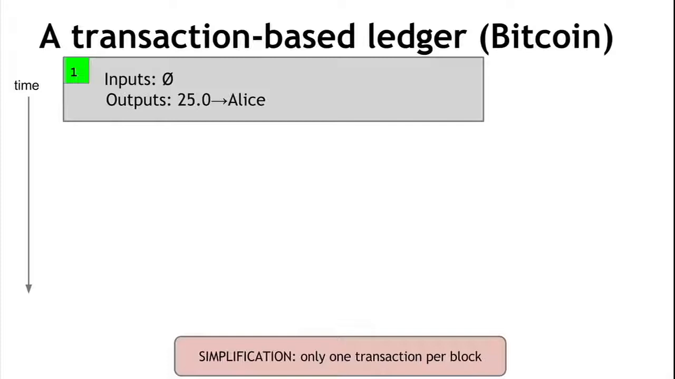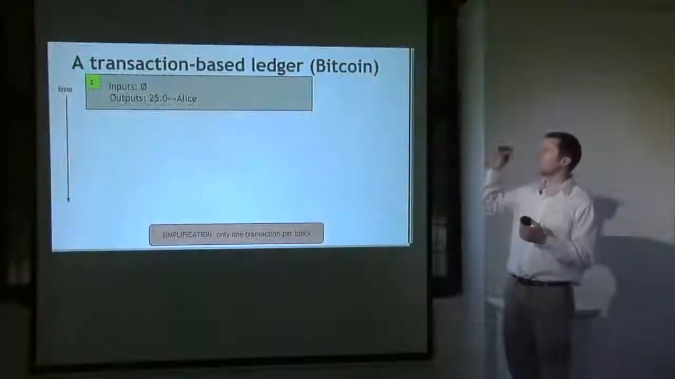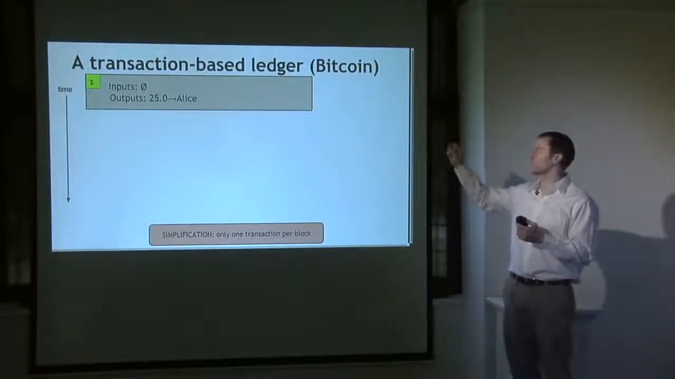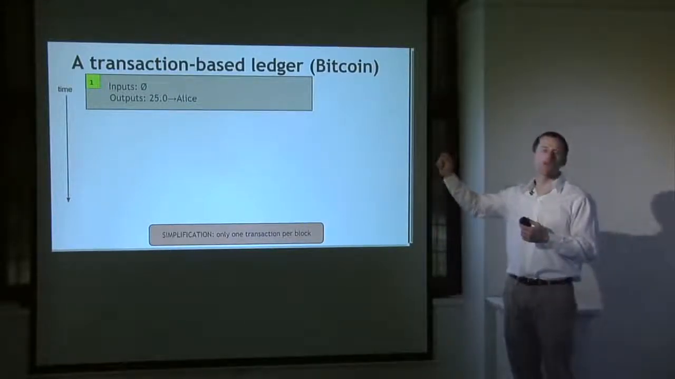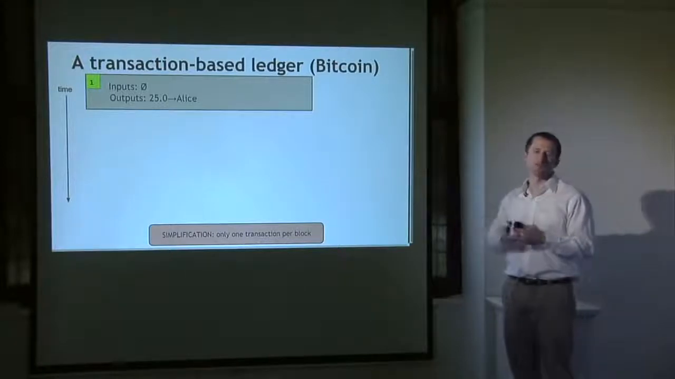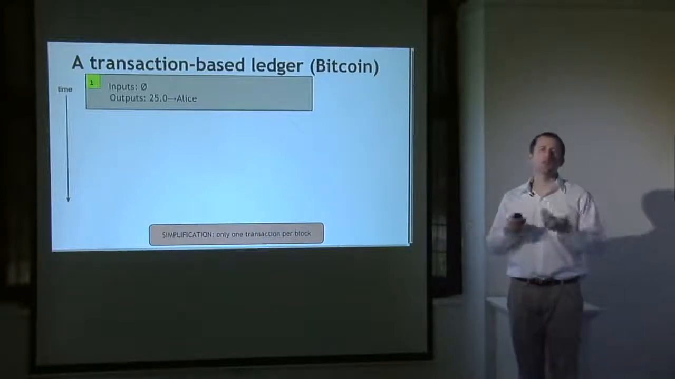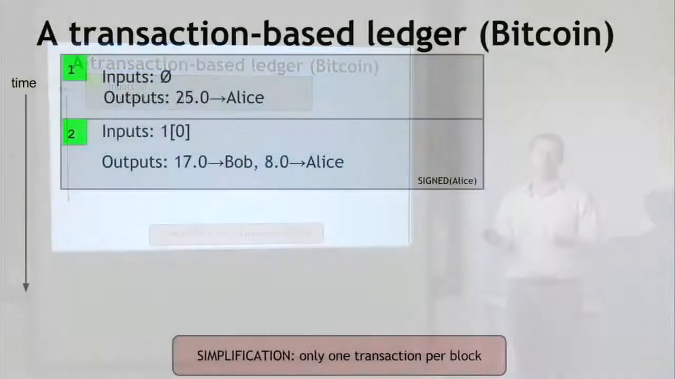So now transactions explicitly specify a number of inputs and a number of outputs. And transactions also each have a unique identifier. So we'll start with transaction 1, which has no inputs because this is new currency being created, and an output of 25 coins going to Alice. And again, since this is a transaction where new coins are being created, there's no signature required here.